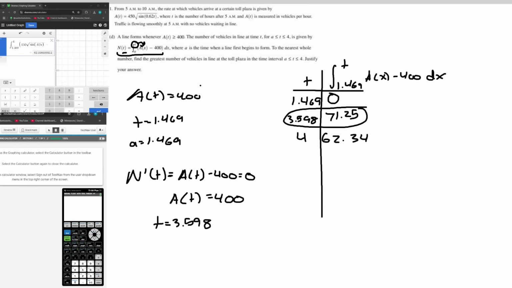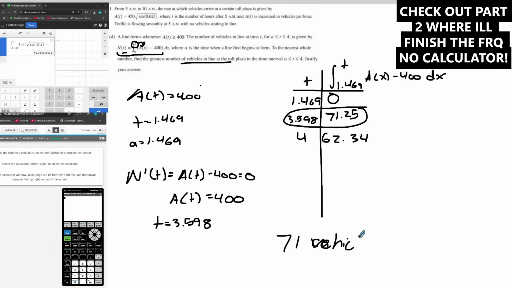Now be careful when you state the maximum number. It's not 71.25, because there cannot be 71.25 vehicles. Usually we're just going to round down because we can't round up; we can't add a vehicle. So we're going to say 71 cars, or 71 vehicles. If you put cars, they probably will give you the point. 71 vehicles is the most in line from t equals 1.469 to 4, and so that should do it.